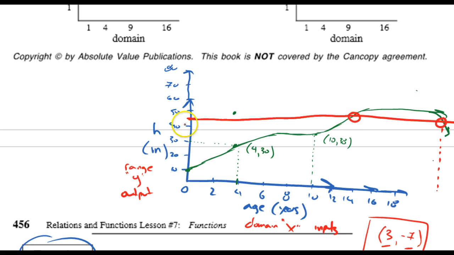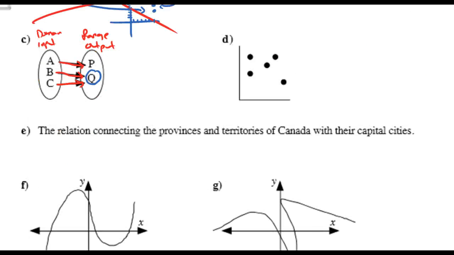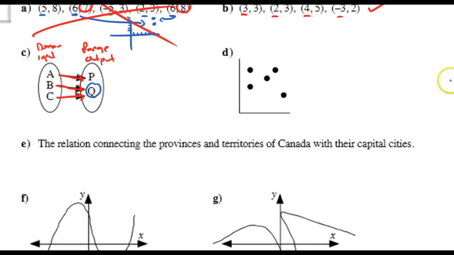You're allowed to have the same output as long as the inputs, which are 14 and whatever this age over here is, are different. So back to our example down here, that is what's happening in this scenario, and that's okay because the B and C are different inputs. Okay, let's look at this one here.